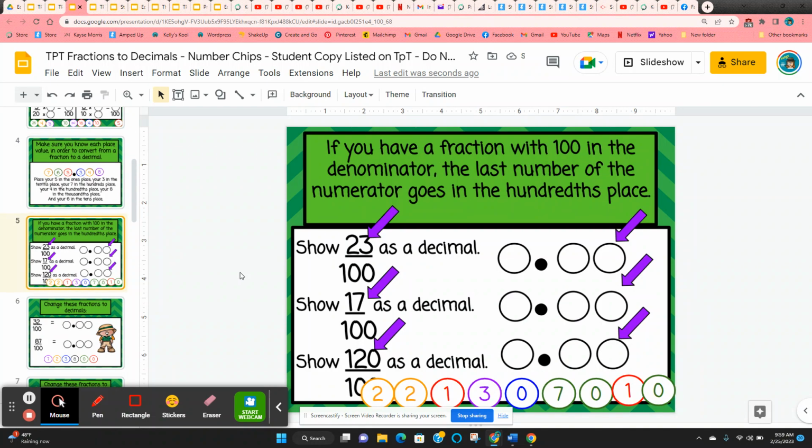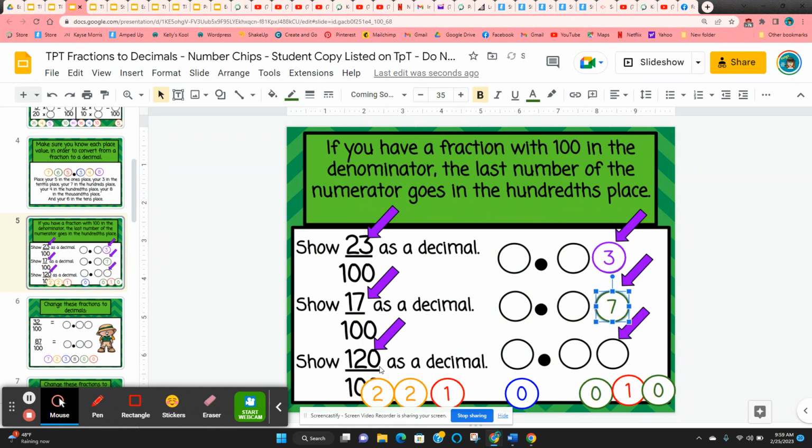When they get to the next slide, now they're going to show each of these as a decimal. So they've got 3 fractions, all with 100 in the denominator. And they need to know that this number on the far right in the numerator will always go in the hundredths place. So that means the 3 will go here in the hundredths place. The 7 will go here in the hundredths place. And then the 0 will go in the hundredths place. And that helps them place their numbers correctly so they can finish filling in the rest of the numbers.